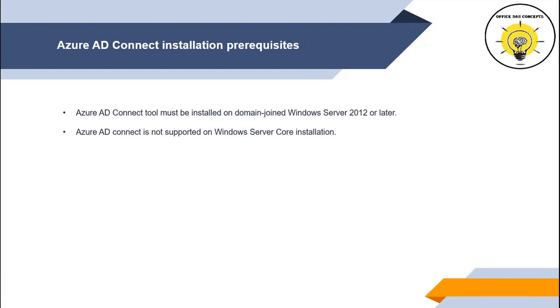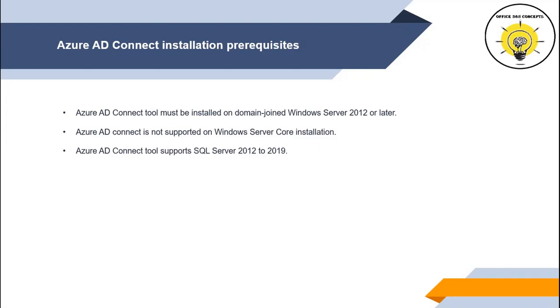The Azure AD Connect tool can be installed on Windows Server with a full GUI installation. It is not supported on a Windows Server Core installation. When we install Azure AD Connect, by default, SQL Server Express LocalDB is installed, which is a light version of SQL Server Express. SQL Server Express has a 10 GB size limit that enables you to manage approximately 100,000 objects.